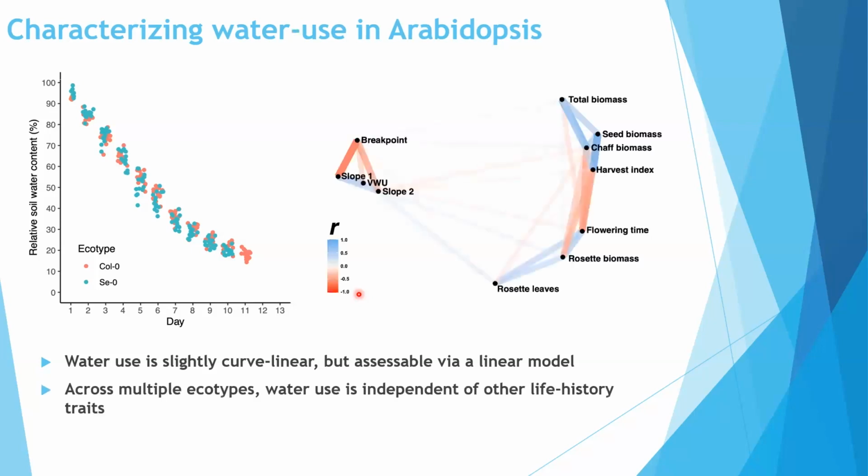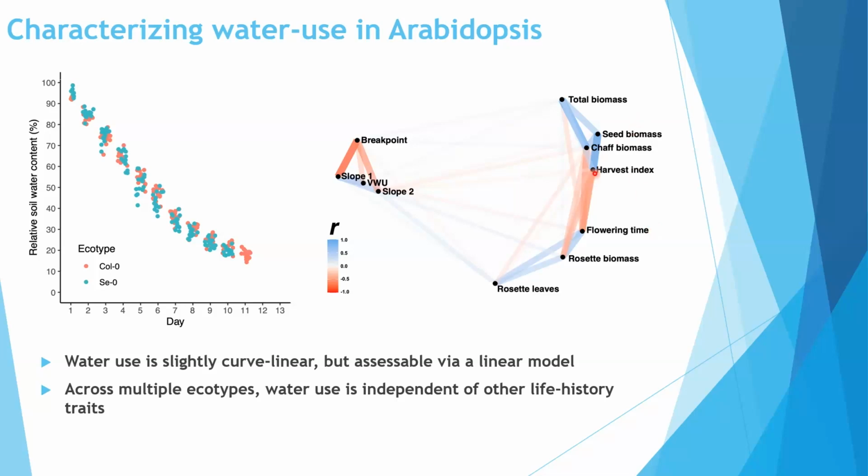When we do a clustering and correlative analysis between all of these parameters, you can see that all the traits associated with water use cluster really far away from the phenology and the life history traits. This suggests that water use is independent of those key features of the plant life cycle. So we can assess it independently and not be worried that the water use traits are due to variation in other parameters.